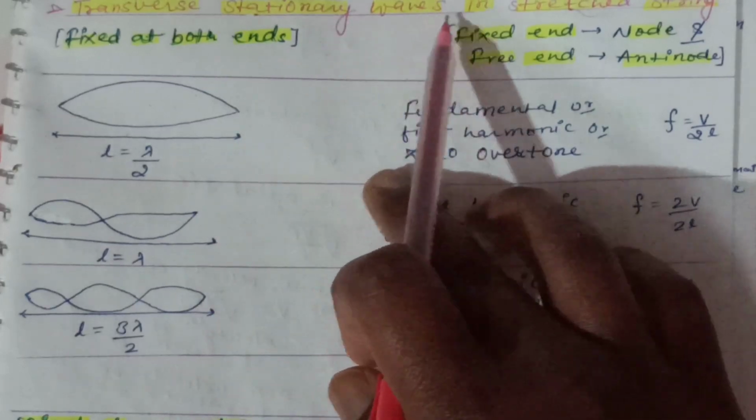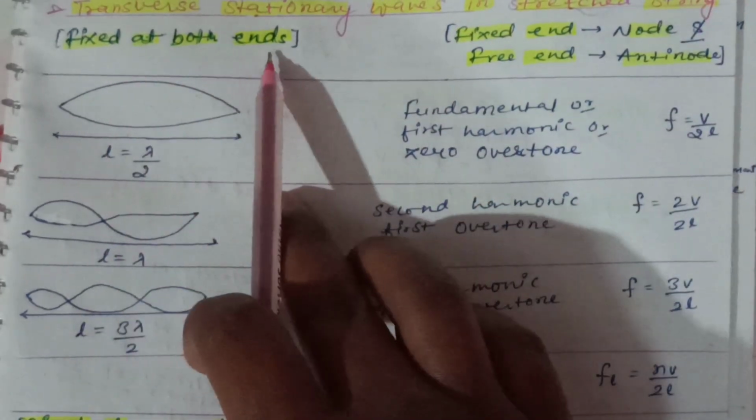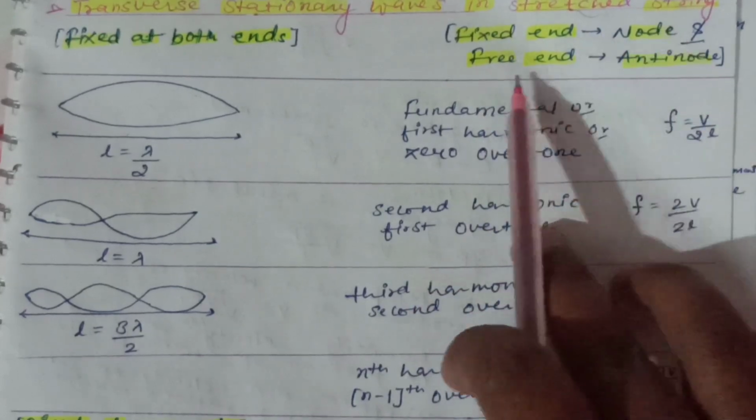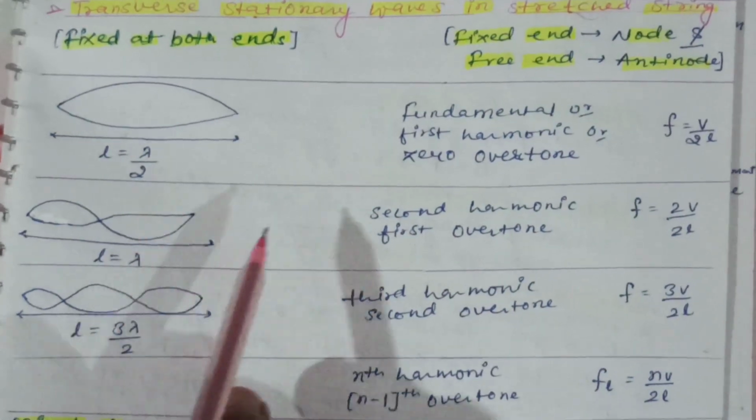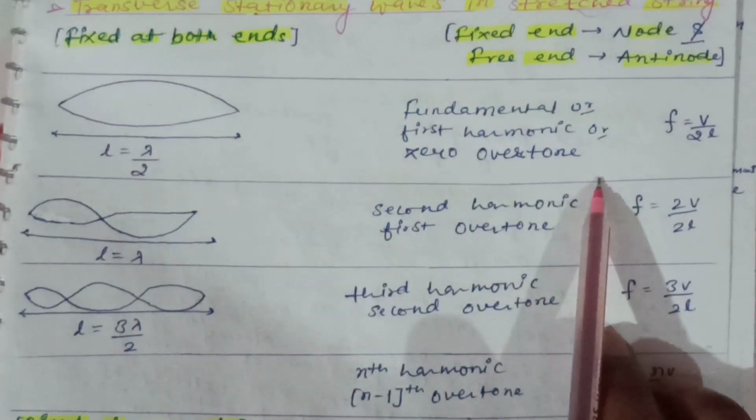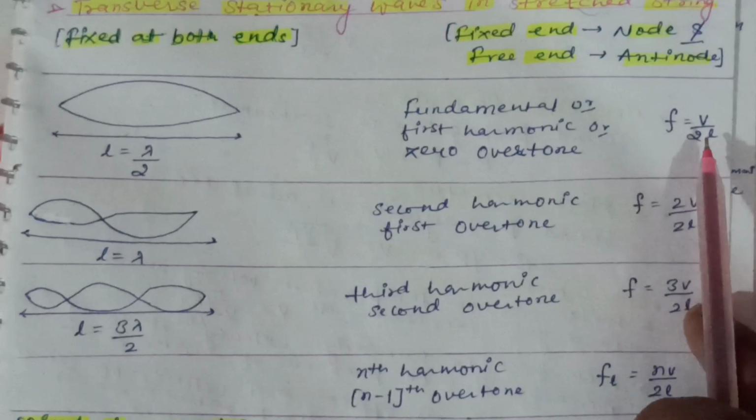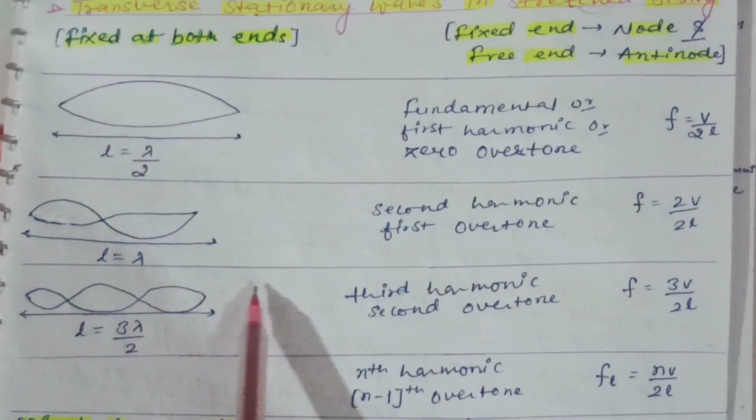Transverse stationary waves in a stretched string fixed at both ends: fixed end is a node and free end is an antinode. L is equal to lambda upon 2, fundamental or first harmonic or zero overtone. Frequency f is equal to v upon 2L. L is equal to lambda.